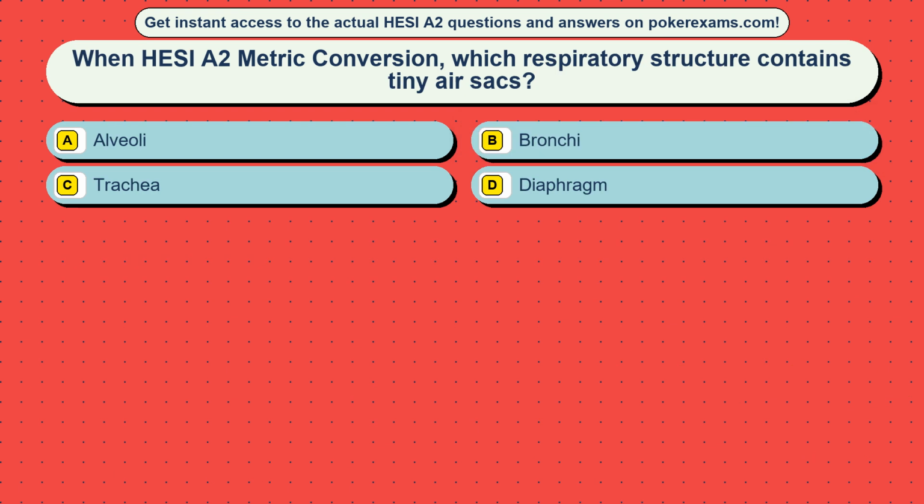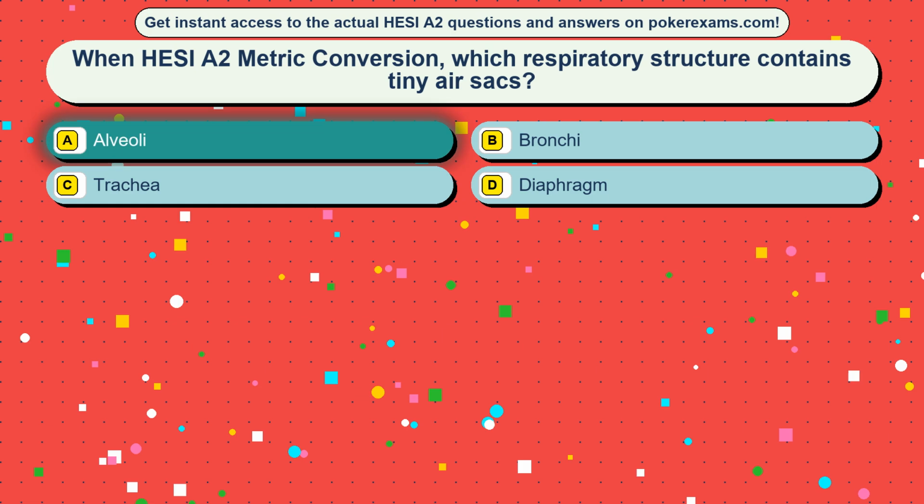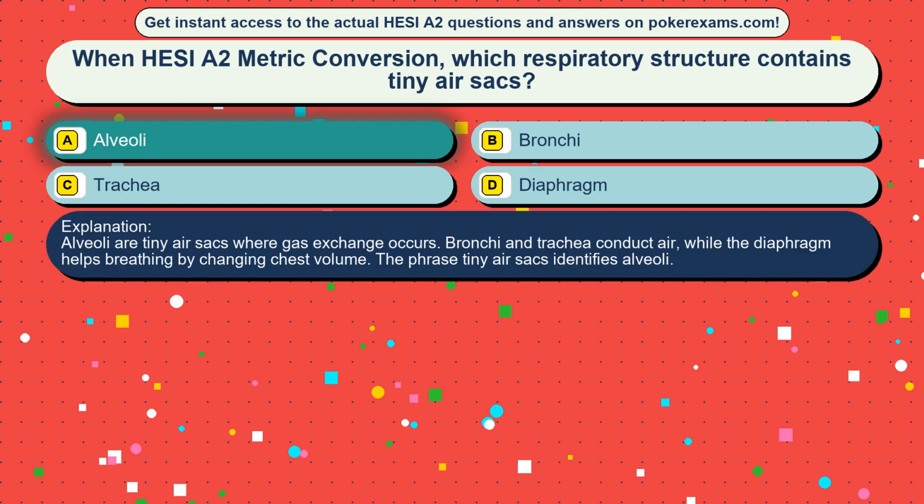Question 29. When HESI A2 metric conversion, which respiratory structure contains tiny sacs? Option A, alveoli. Option B, bronchi. Option C, trachea. Option D, diaphragm. The correct answer is option A, alveoli. Alveoli are tiny air sacs where gas exchange occurs. Bronchi and trachea conduct air, while the diaphragm helps breathing by changing chest volume. The phrase tiny air sacs identifies alveoli.